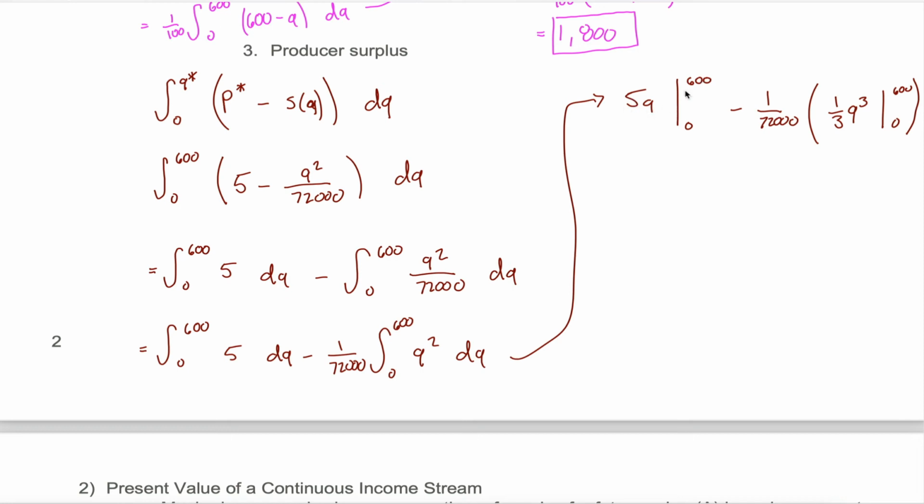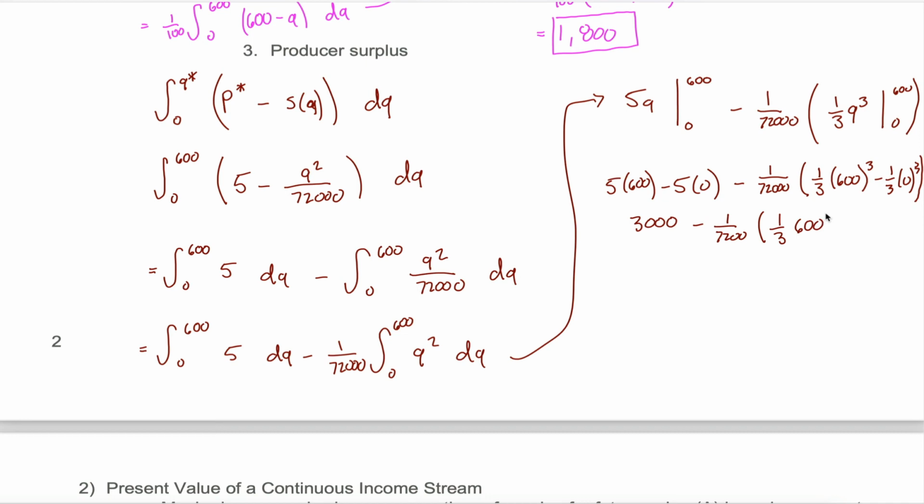This first one's pretty easy. We change all the q's into 600 and we get 5 times 600. And then from that we want to subtract what we get when we change all the q's into zeros, 5 times 0. The difference between 5 times 600 and 5 times 0 is just 5 times 600, which is 3,000. Over here on this side, I have 1 divided by 72,000 times 1/3 of 600 cubed minus 1/3 of 0 cubed. The nice thing about 0 cubed is it's just 0, and 1/3 of 0 is just 0. So this is going to be 1 divided by 72,000 times whatever 1/3 times 600 cubed is equal to.